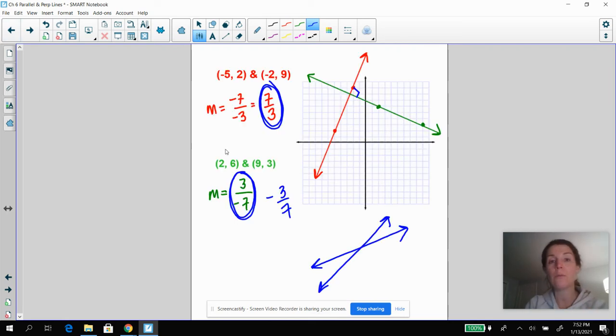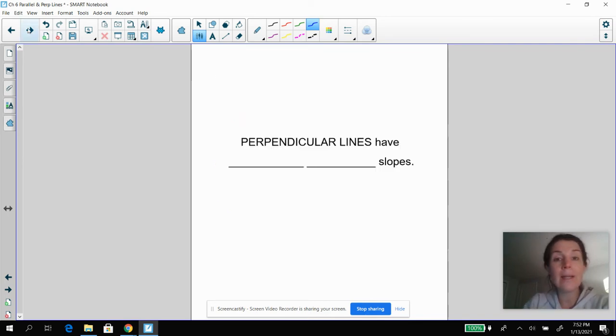So if we look at these two slopes, I have 7/3 versus 3 over -7, or -3/7. These are particular kinds of slopes, and this is what we call opposite reciprocal. Now, we've talked about reciprocal before. The reciprocal of 7/3 is 3/7. But the opposite means, see how the 7/3 at the top is positive? That means the one on the bottom would be negative. So perpendicular lines have opposite reciprocal slopes.